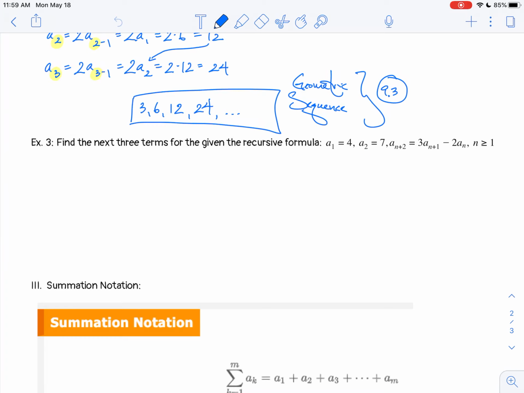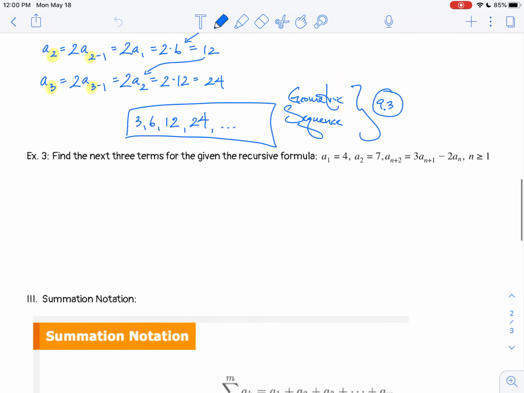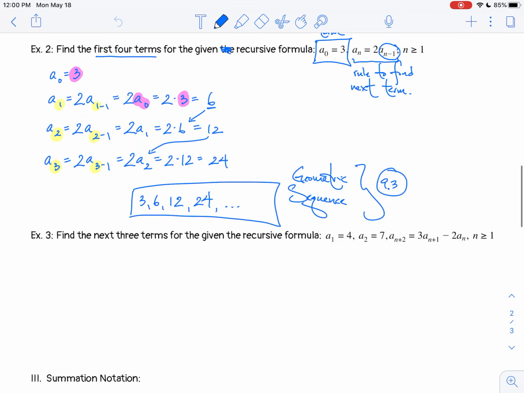Hi folks, welcome back to the 9.1 Infinite Sequences and Summation Notation video. In this section, we're going to finish up with one more example on how to use this recursive formula, and then we're going to talk about summation notation. So let's take a look at example 3.